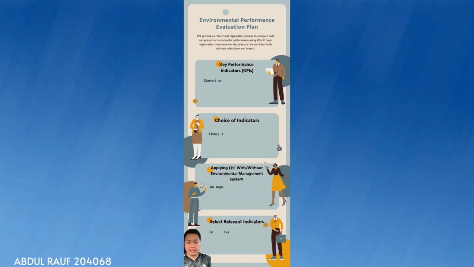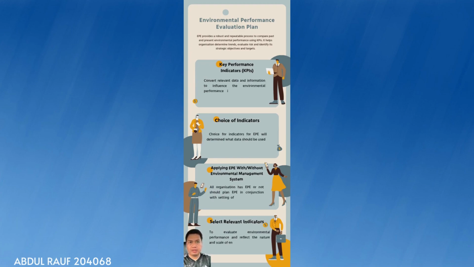So, what is EPE plan? EPE plan provides a robust and repeatable process to compare past and present environmental performance using KPI. It also helps organizations to determine trends, evaluate risk, and identify strategic objectives and targets. The elements that EPE plan uses, the first one, KPI. KPI converts relevant data and information to influence the environmental performance for its operation or the condition of the environment.